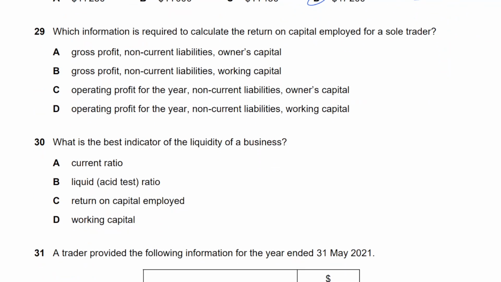Let's move on. Question number 29. Which information is required to calculate the return on capital employed for a sole trader? ROCE. We need the operating profit for the year. That is profit before interest. We need operating profit. And we need now to calculate capital employed. To calculate capital employed, one of the ways is to add non-current liabilities and owner's capital. You add them up, you will get your capital employed. You put that below your operating profit and you have your ROCE formula. So C is the right answer. That's what you need for that return on capital employed formula.